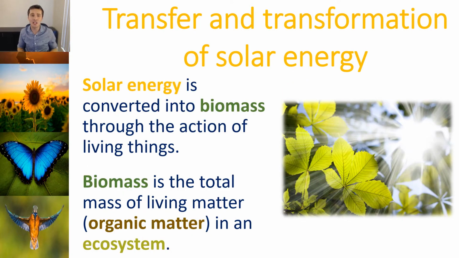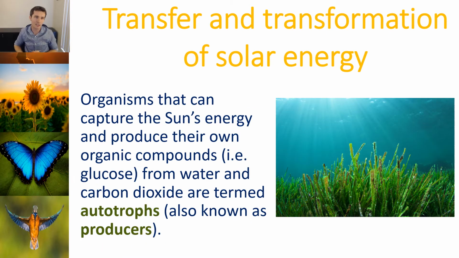So solar energy is converted into what we call biomass through the action of those living organisms, plants and algae, those photosynthetic organisms. I will get you to write down this definition as a key one. Biomass is the total mass of living matter, i.e. the organic matter in an ecosystem. So whenever you hear me say biomass, think of it as the total mass of living matter, that organic matter within that ecosystem. So organisms that can capture the sun's energy and produce their own organic compounds from water and carbon dioxide, obviously in the presence of sunlight, are termed autotrophs.